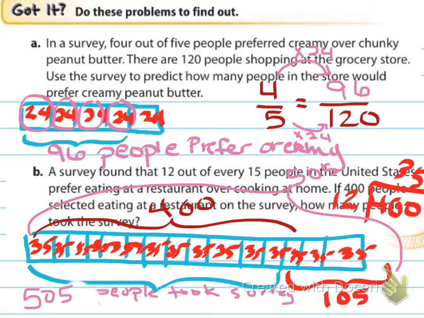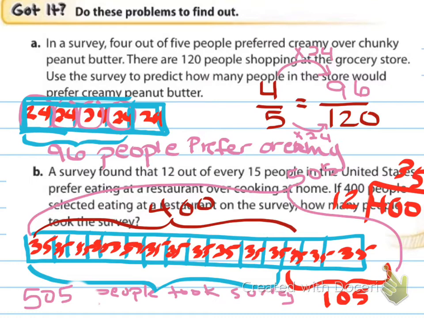In my picture, I set up my model with 5 boxes altogether, 4 of which account for the people that like the creamy. And then I took the 120 people and I had to divvy that up into the 5 boxes. So I did 120 divided by 5 to figure out what number to put in each box. That ended up telling me that I'm going to do 24. And so I put 24 in each box. And then I figured out how many people of the 4 boxes combined, how many people would that come out to? And that's 96 people prefer creamy.